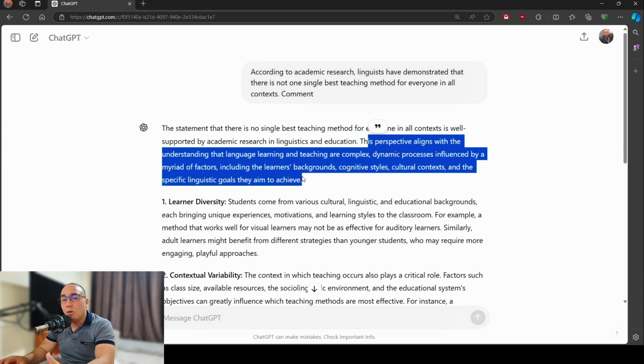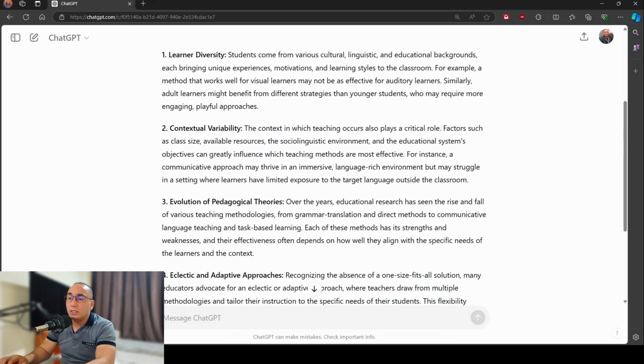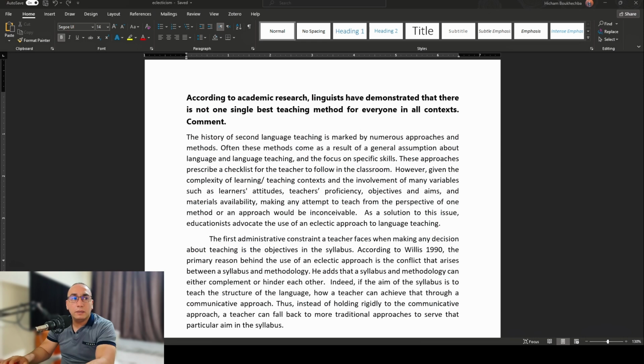So let's move to my essay and see what I did and whether I have talked about the same kind of concepts like I have here. So I go to the essay. So let's move to the essay.